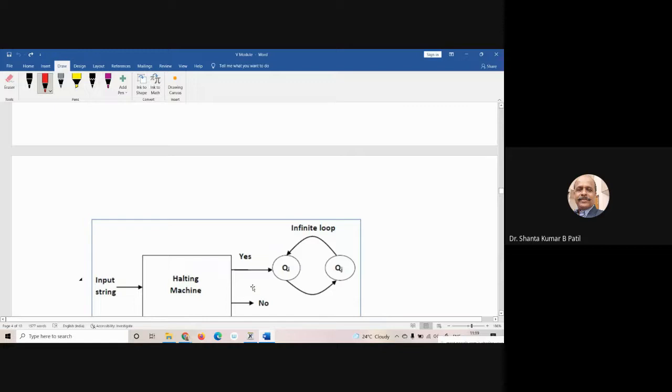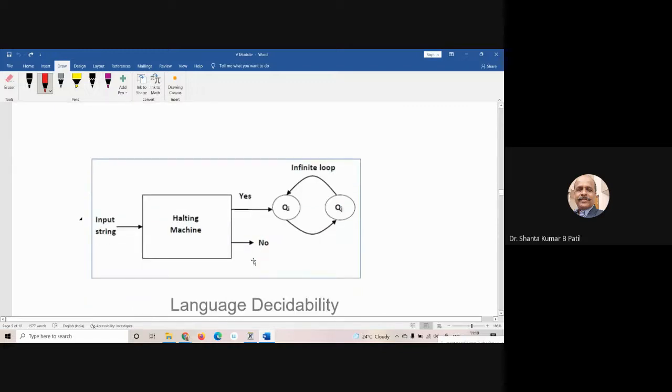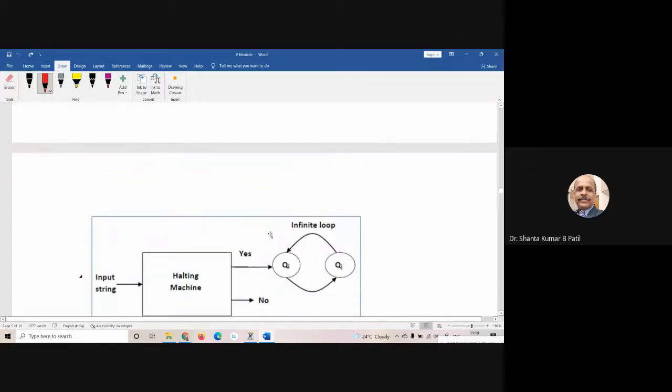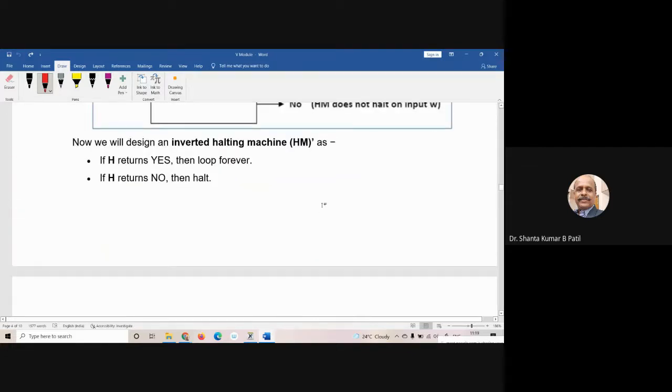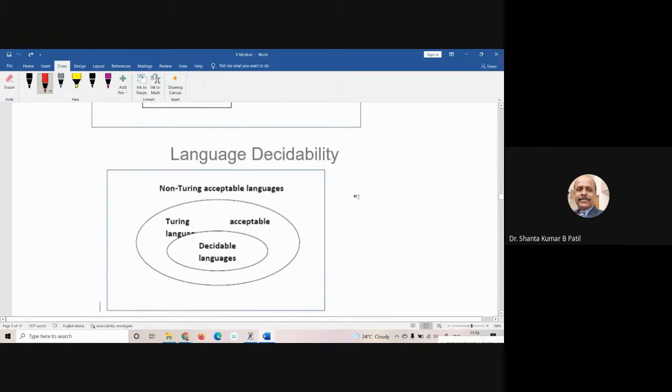If it is rejected, we are making it halt, but it halts in the intermediate state. Hence we can call it the inverted Turing machine, the inverted halting machine, or inverted Turing machines. So, language decidability.